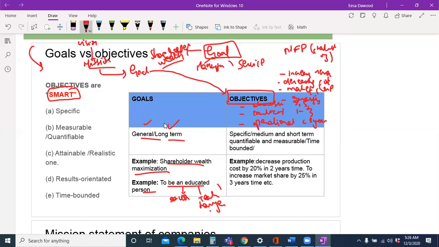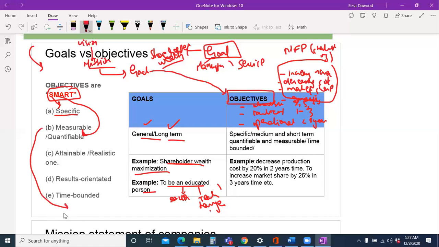So the goal was very long term. It didn't tell you how you would achieve it, just like we talked about: by increasing revenue, decreasing cost, increasing market share, improving quality, or bringing innovative products. But an objective is going to be very specific. S corresponds to specific. Then it should be something quantifiable, because only a quantifiable objective would be measurable.